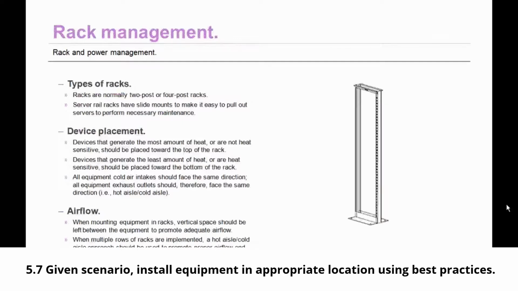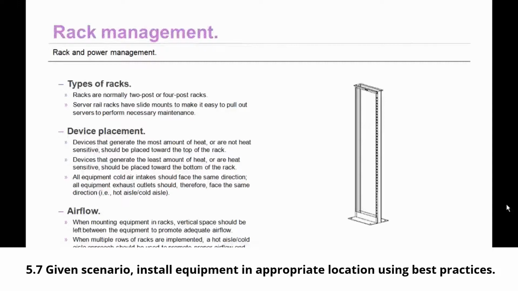There are several different types of racks. Racks are normally either 2-post or 4-post racks. They may be freestanding or they may be floor-mounted. Server rail racks have slide mounts to make it easy to pull out servers to perform necessary maintenance.